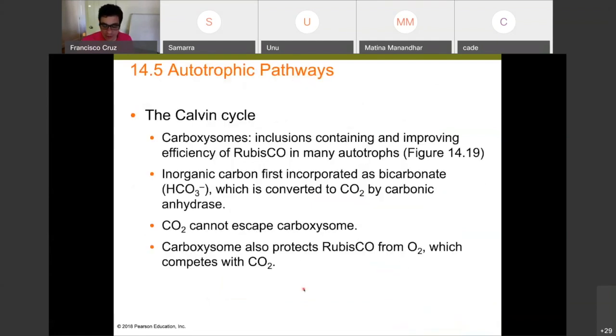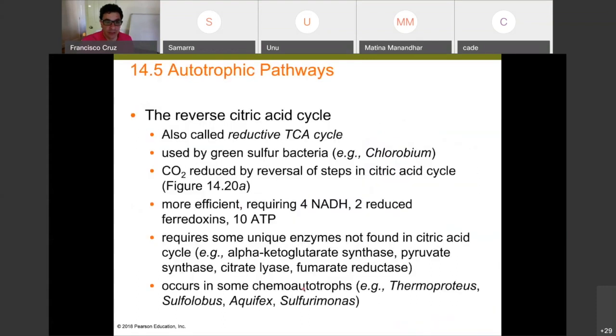Okay, so that's called the Calvin cycle. That's called the dark reaction. It can occur in the light, as was brought out last time, but that's the Calvin cycle. So we have the light cycle and the dark cycle. We have the Calvin cycle, which is the dark cycle.